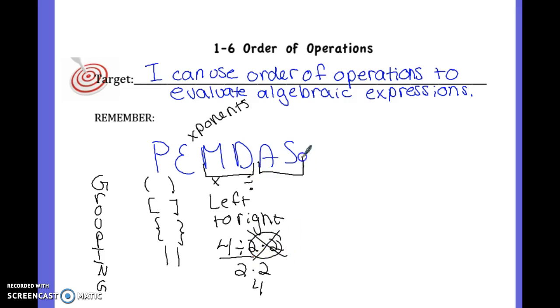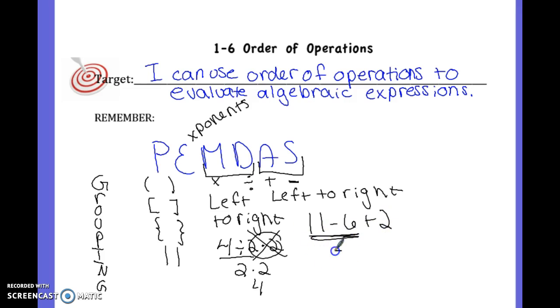And the A and the S is the same thing, addition and subtraction. Again, you go left to right. So if you happen to have something like 11 minus 6 plus 2, you would first go 11 minus 6 is 5, then add your 2 to get 7.